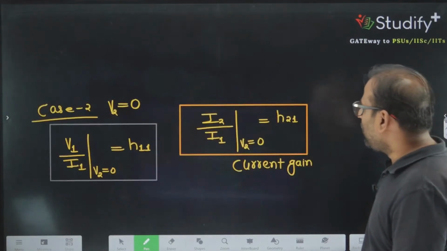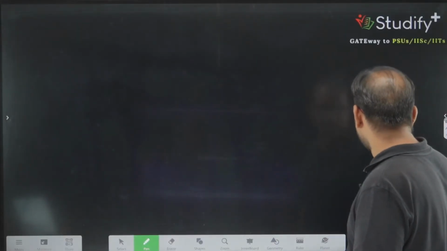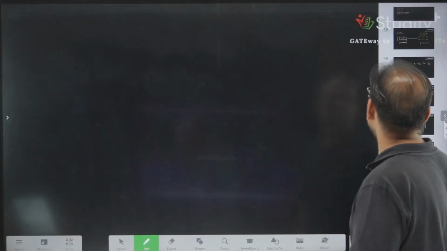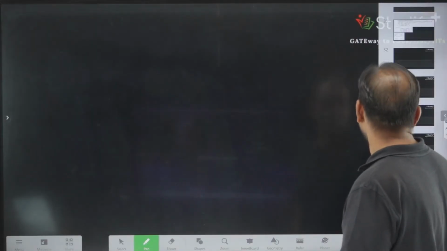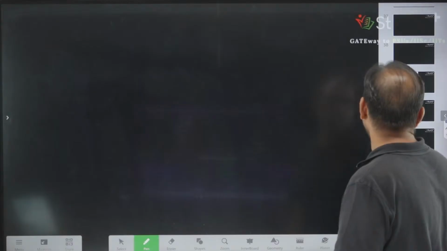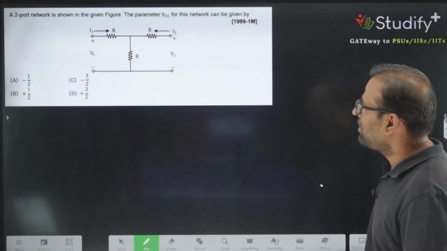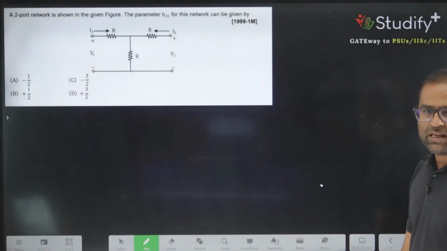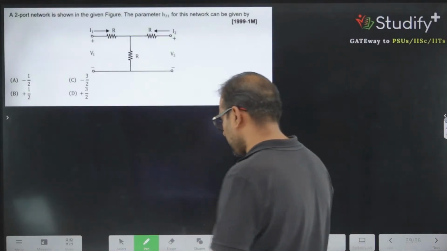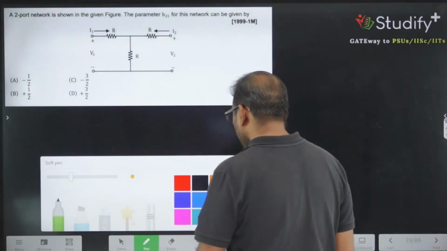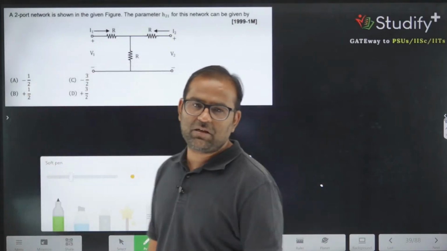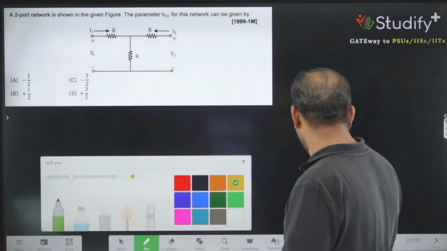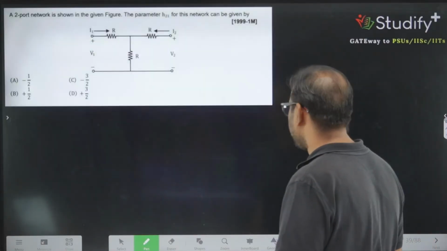Now let's try a few problems on this H parameter model, and then we will go to the next parameter, which is the ABCD parameter. These are PYQs, so let's take the first PYQ. They are asking for the H21 parameter for this network. We will not calculate only the H21 parameter; we will calculate all the parameters for this circuit. How can we calculate the H parameters for this circuit?